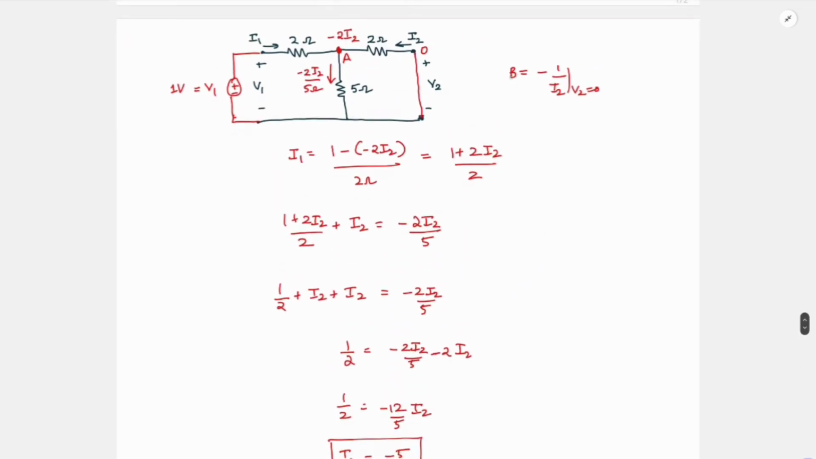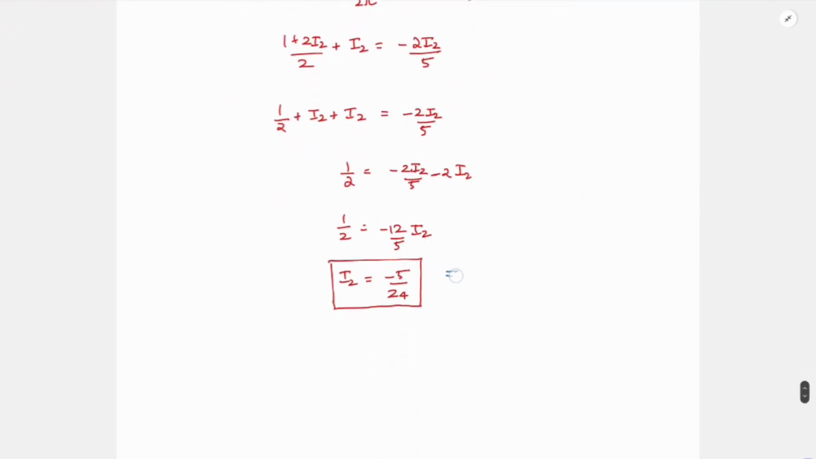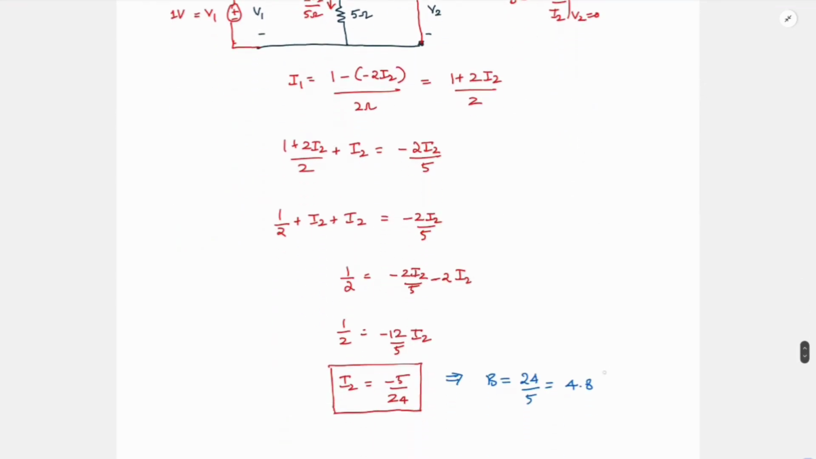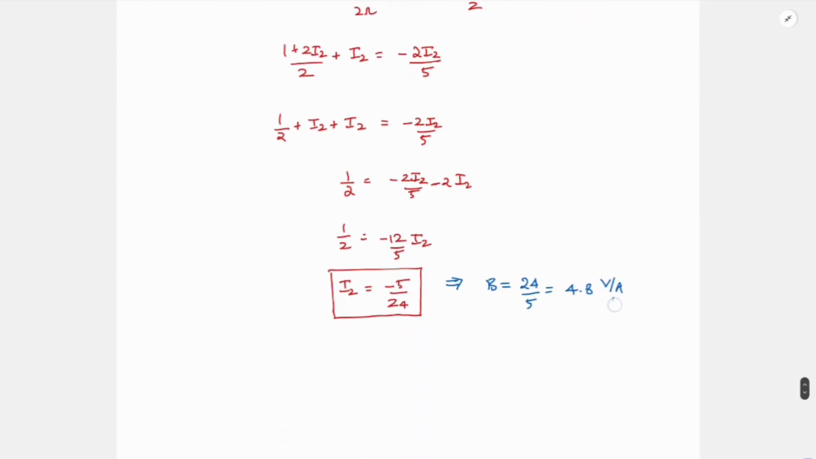Now I want to get B from I2. B is nothing but minus 1 by I2. So B is equal to 24 by 5, which is nothing but plus 4.8. And what will be the units here? If you go back to the B equation, it is nothing but the ratio of voltage to current. So it is volt by ampere, or you can also write it as ohms.